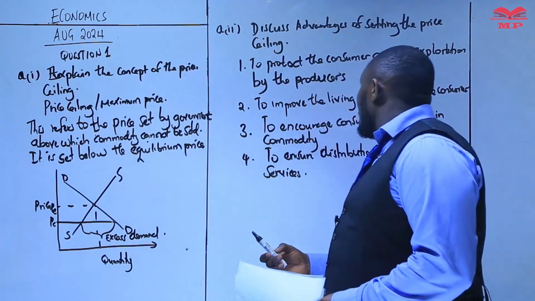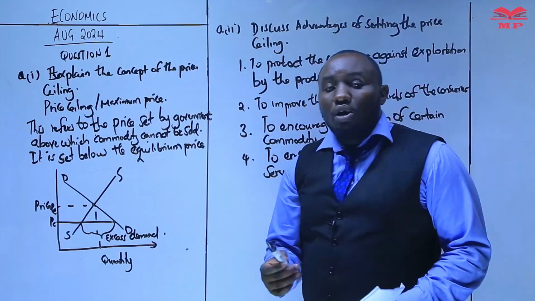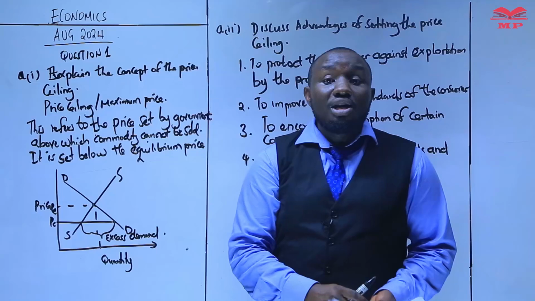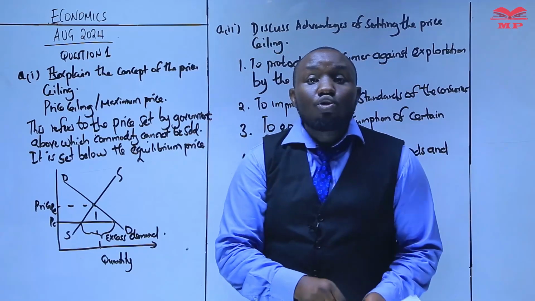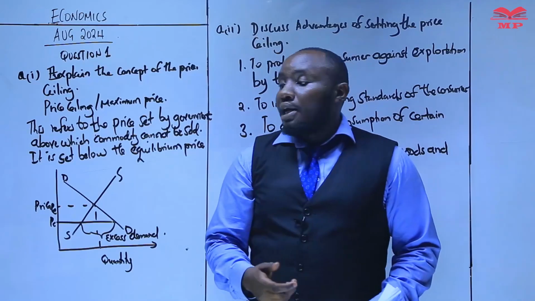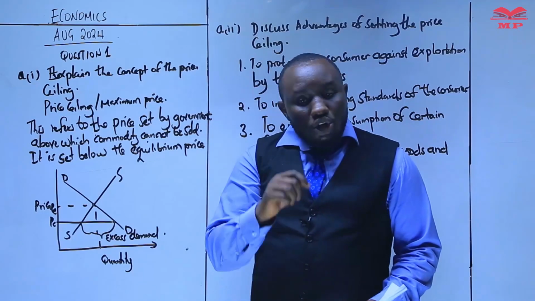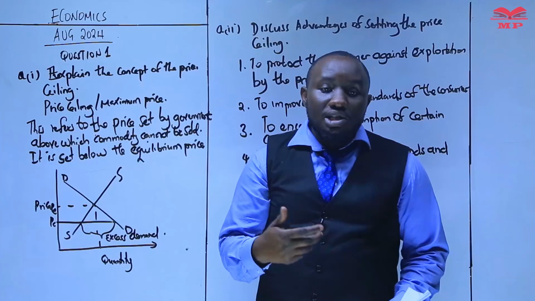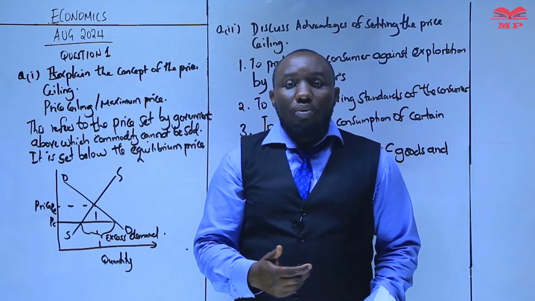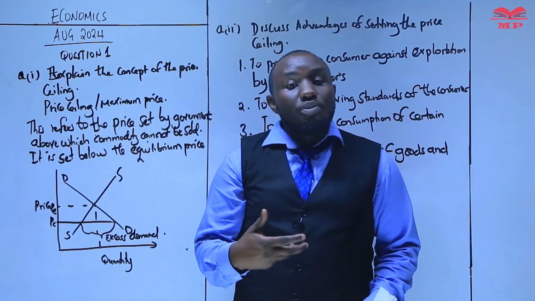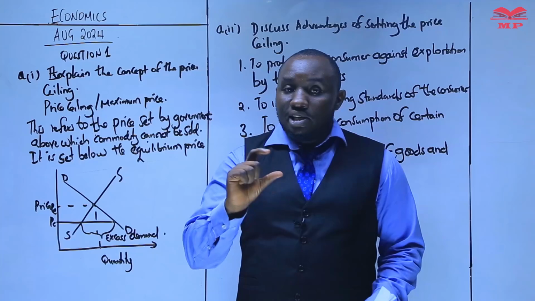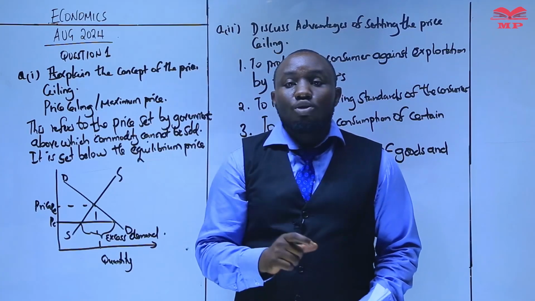The second one is to improve the living standard. By prices being low, we know for sure it brings affordability, and therefore it improves the standard of living of the consumer. When you talk about encouraging consumption of certain goods, the reason certain commodities are in most cases not consumed is because the prices are very high. So when you set the prices of those commodities below, we are definitely going to encourage consumption of those goods.